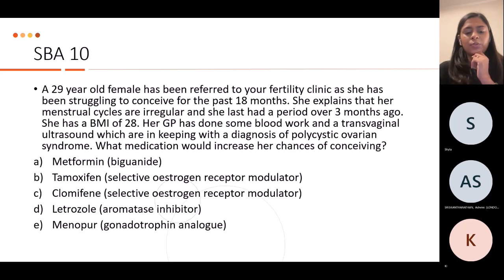That's your next question. We've got a 29-year-old who's come to a fertility clinic. She's been struggling to conceive for 18 months. She tells you that her menstrual cycles are irregular. She's had a period over 3 months ago. She has a BMI of 28. Her GP has done some blood work and a transvaginal ultrasound, which is in keeping with the diagnosis of polycystic ovarian syndrome. What medication would increase her chances of conceiving?